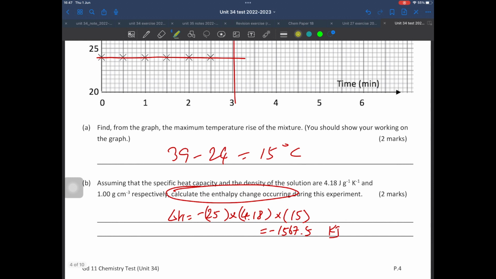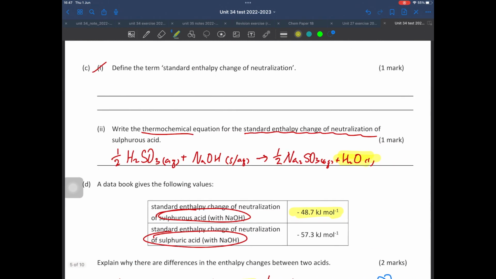The next one, alright, some of you felt confused. Calculate the enthalpy change during this experiment. I haven't mentioned enthalpy change of what, so feel free. The final value will have kilojoule as the unit, and the calculation is simple: mc delta T, like this. Next one, alright, the definition, please refer to your notes.